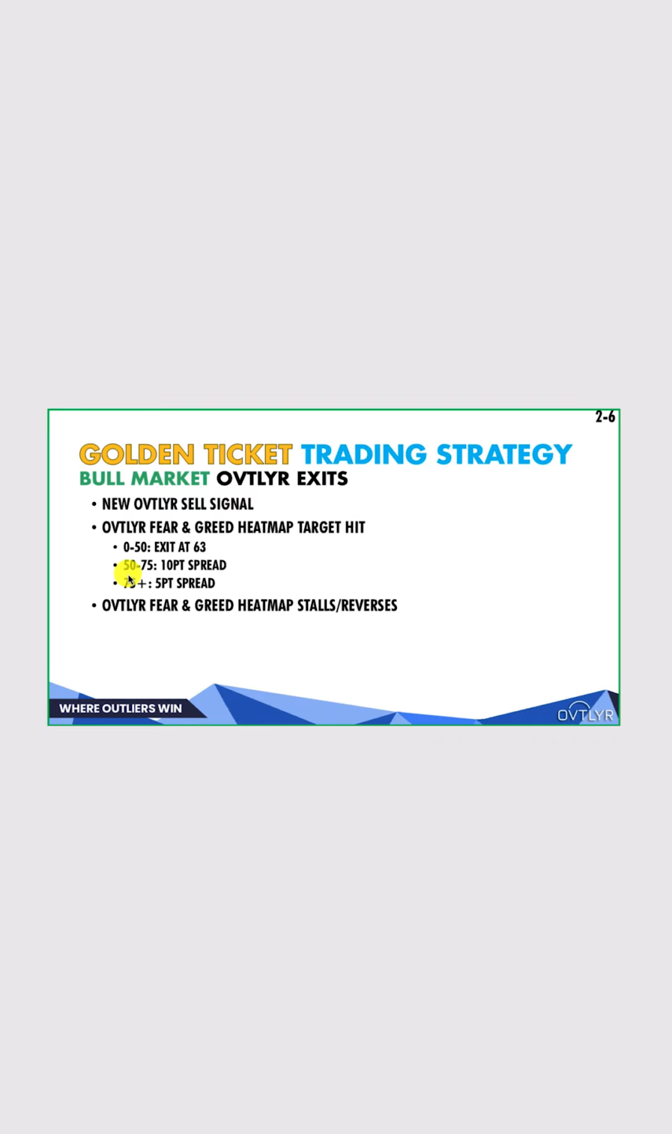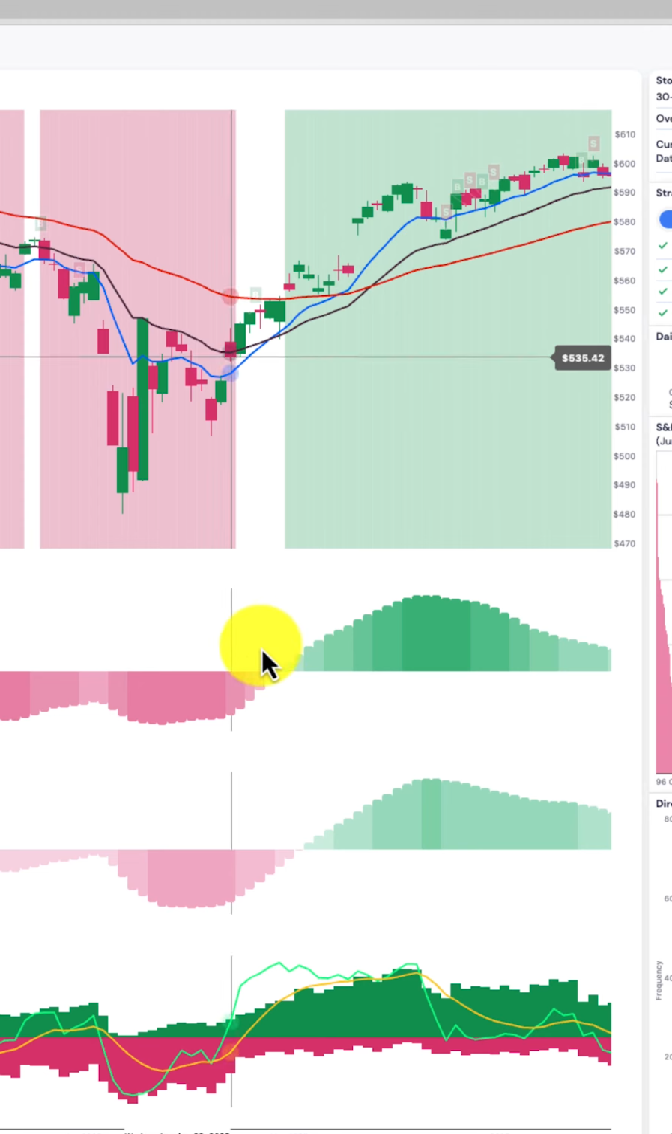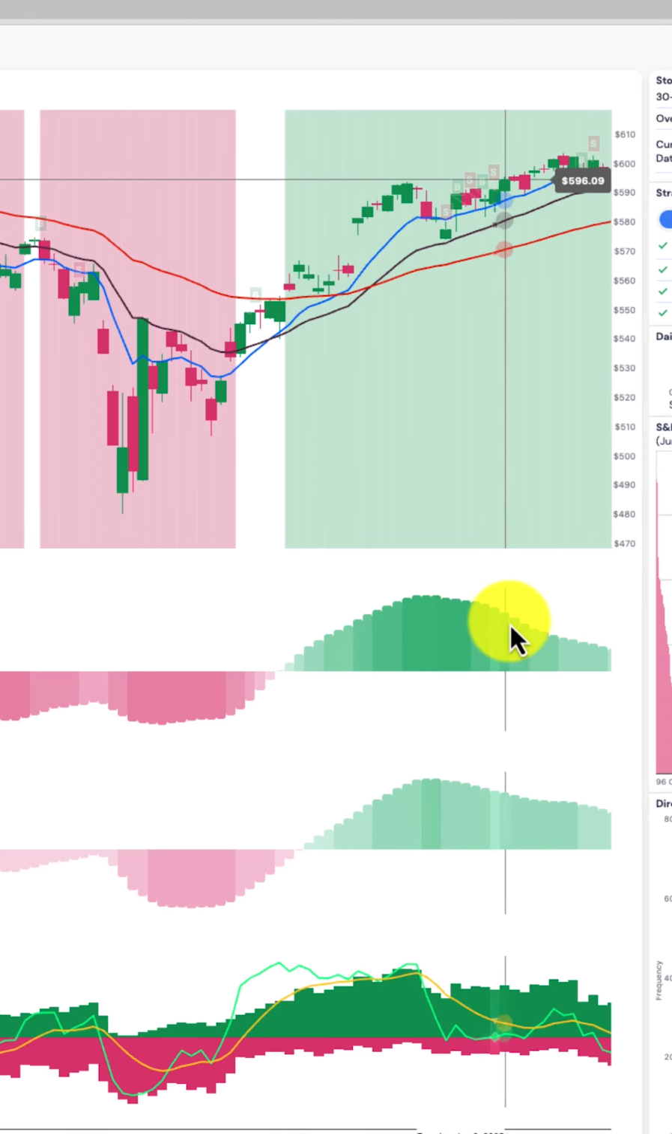Next, whenever I look to put on a trade, I see where the fear and greed heat map is at, and then I want to give it a spread. I don't think that it's going to run forever, and one thing that I've noticed is the more greedy a stock gets, the more likely it is to snap back.